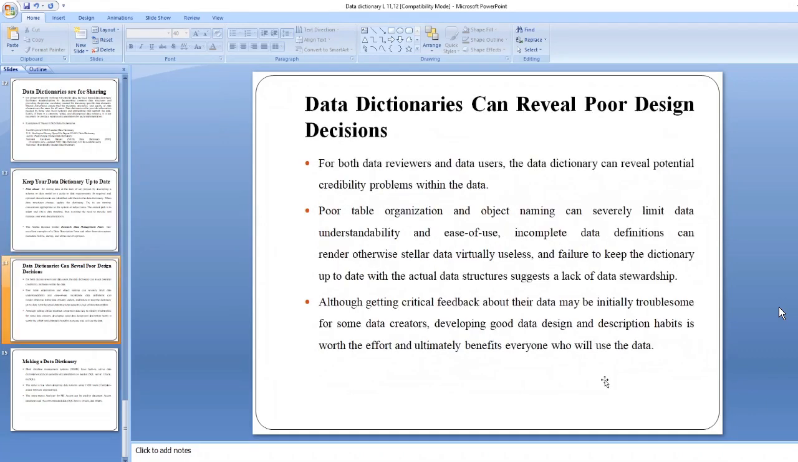Okay. Now, data dictionaries can reveal poor design decisions. If the work has not been taken seriously, if the things are not stored correctly, this would result in the failure of the data dictionary. That means the dictionary which you have defined or designed is of no use.